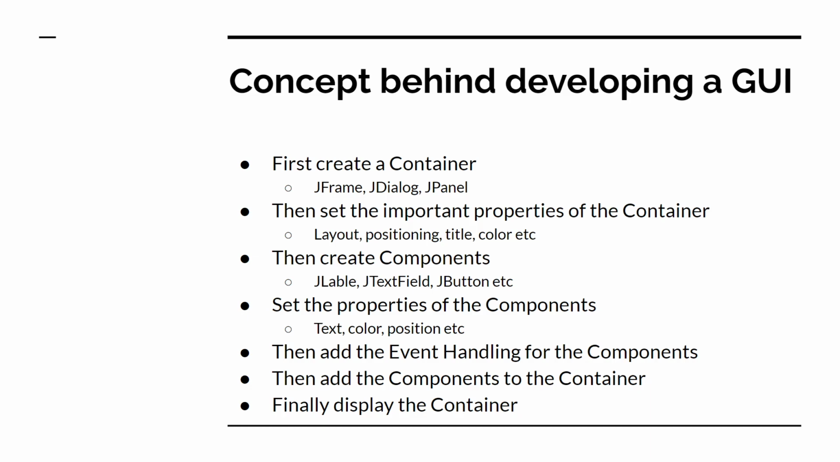And then after that you add the components to the container. This is the theory, and finally you display the container. Simple as that, isn't it, guys? Just straightforward. How many steps are here? 1, 2, 3, 4, 5, 6, 7. With these 7 steps you will develop your first GUI, and you will enjoy this.